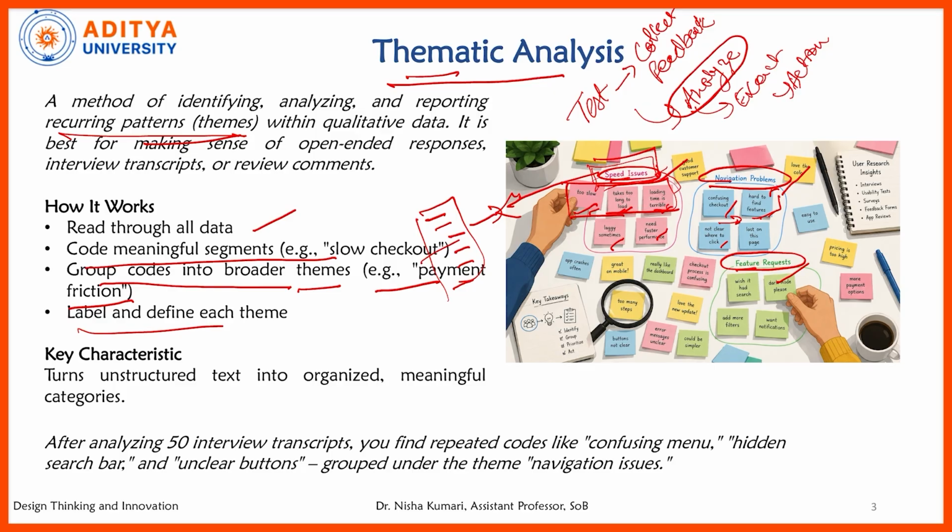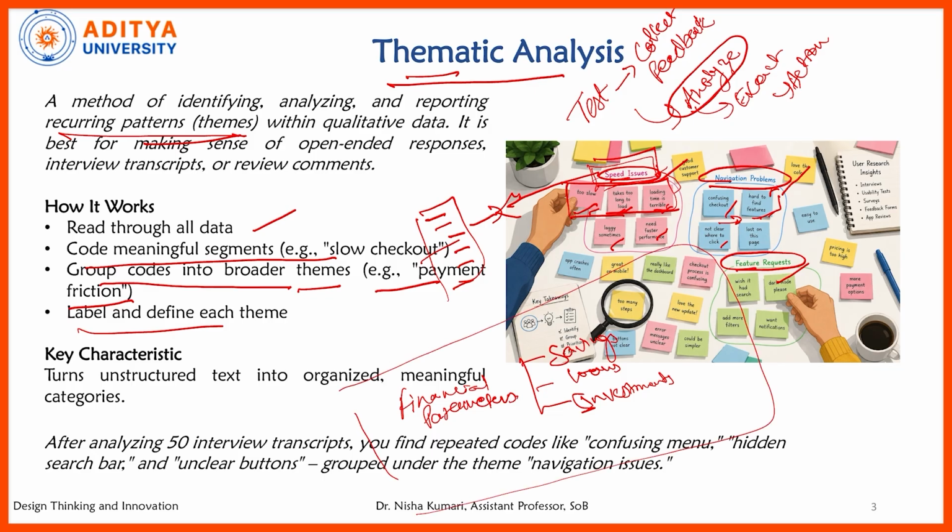So in that, what happens? For example, if you want to see, here we are talking about financial parameters. Here we mention the broader theme, financial parameters. Under financial parameters, we mentioned savings, loans, and investment. Here I am not talking about one particular product or app for which we got the feedback. Here I am giving you just a generalized example for understanding thematic analysis.